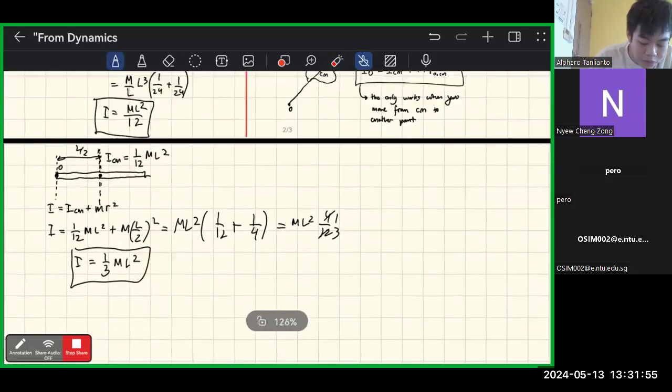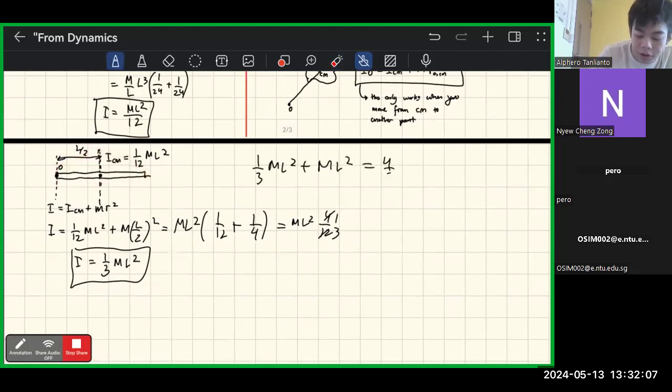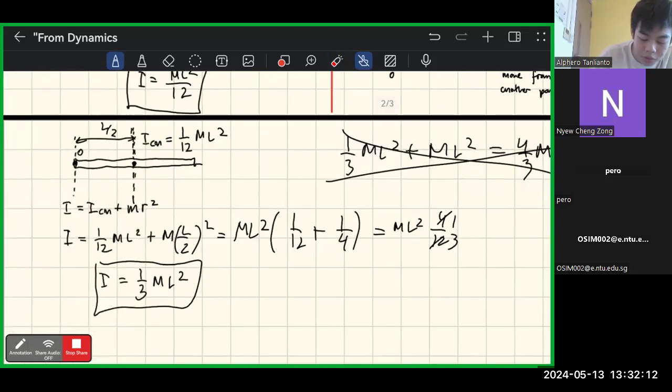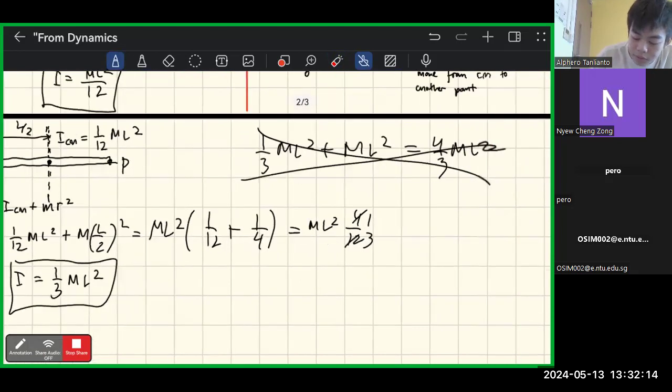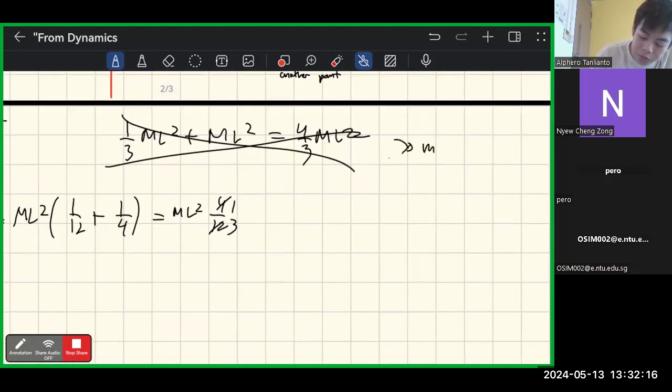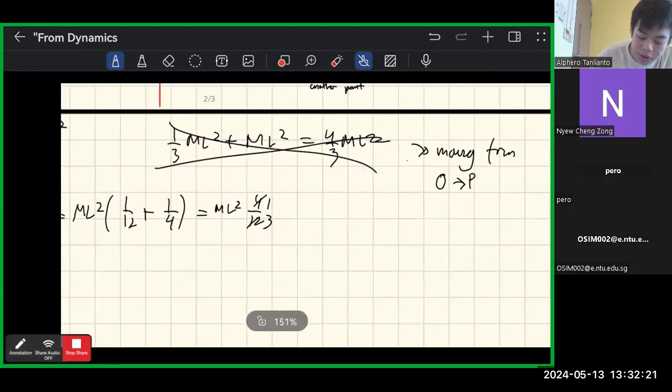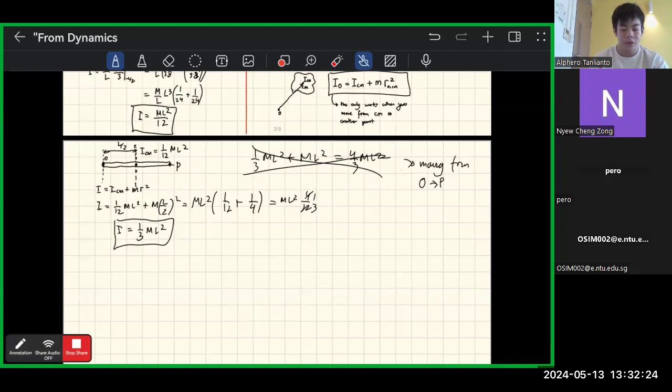If you try to take 1/3 m L squared and add m r squared, where r is L, because the distance from here to here is L, it's going to be 4/3 m L squared, which is incorrect. Moving from O to P doesn't work, because you can only move from the center of mass to another point, or from another point to the center of mass.